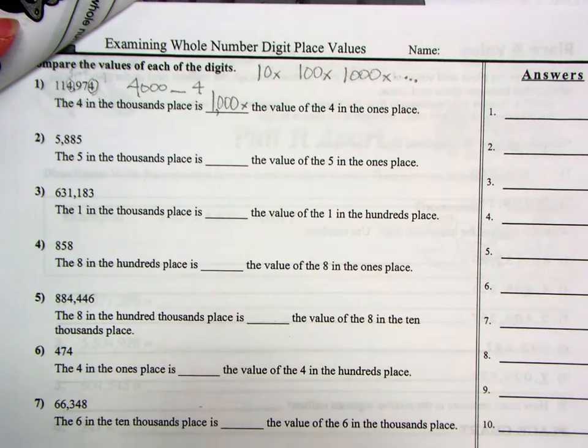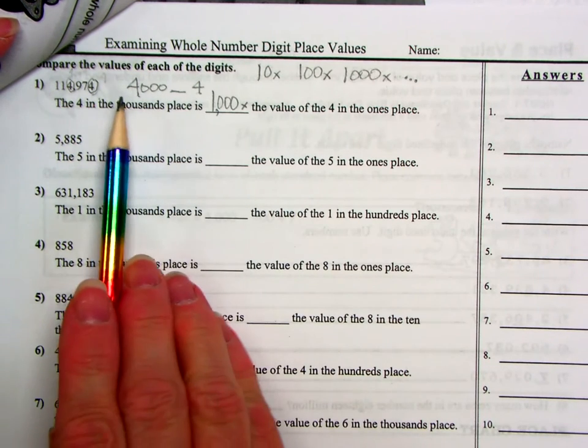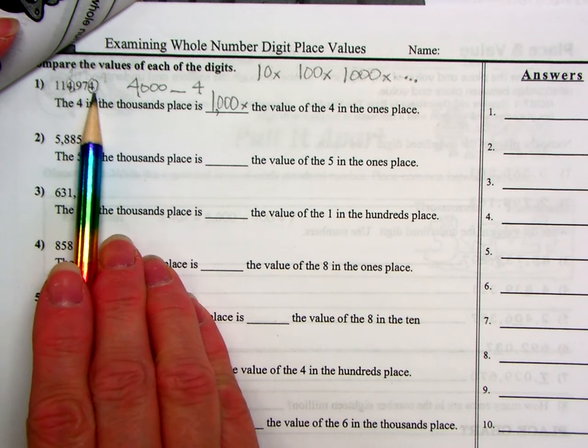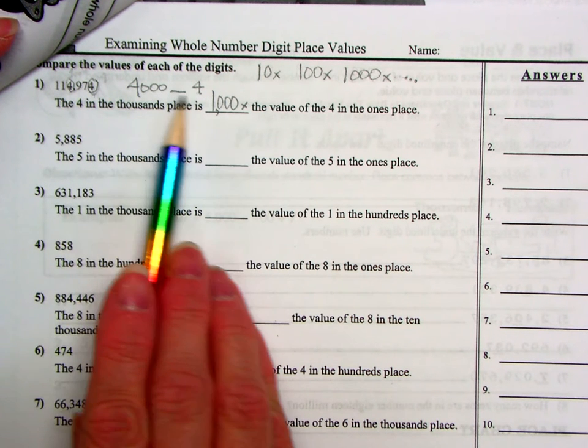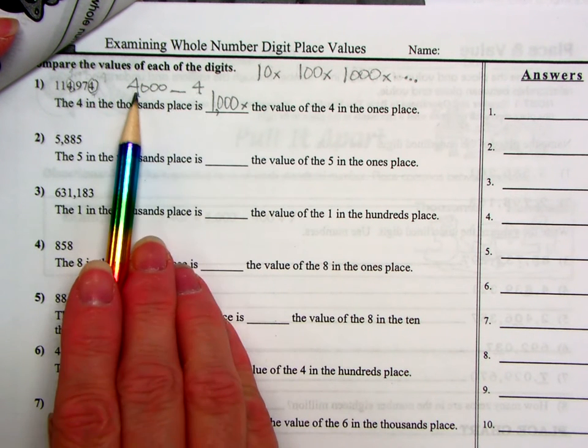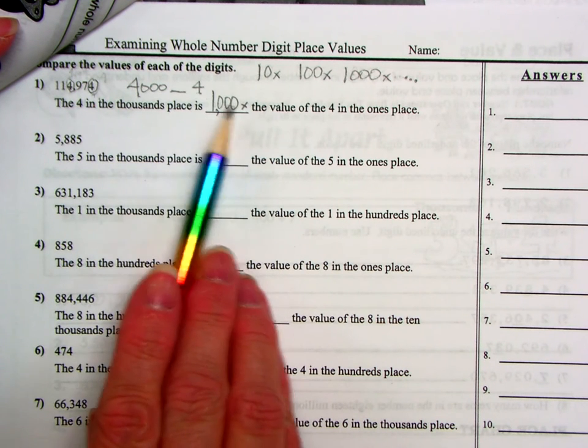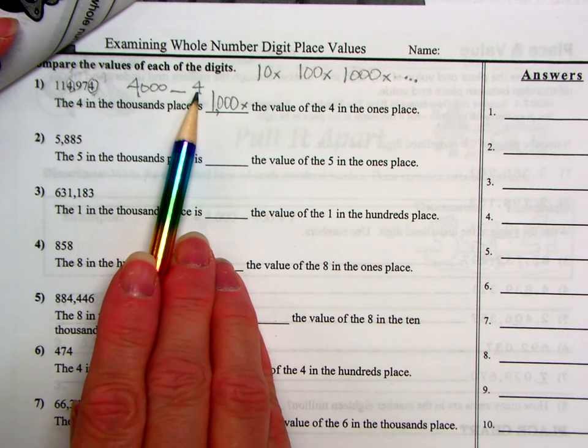Put a comma in there also. So I'm comparing the 4 in the thousands place to the 4 in the ones place. So I'm comparing 4,000 to 4. And this 4 is 1,000 times bigger than this 4.